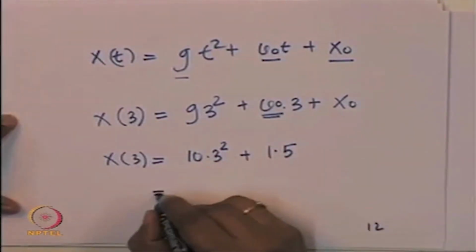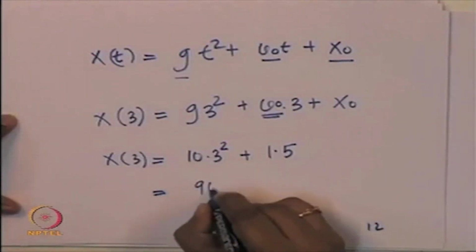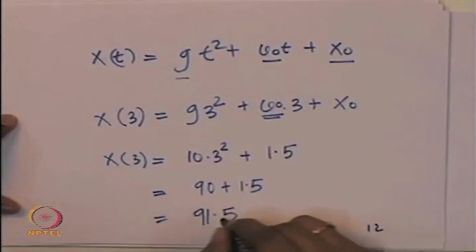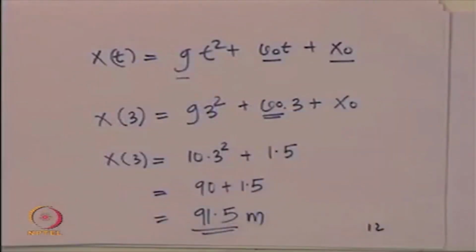So if you do this, what I get is 10 into 3 square, which is 9, so it's 90 plus 1.5, 91.5. There is a slight absurd thing here, which is that this is assuming the force is there forever, but we have earth after 1.5 meters. So we have to take these numbers properly, such that you drop from a reasonably good height, because otherwise you would have hit the ground before 3 seconds. The answer you get is 91.5 meters.